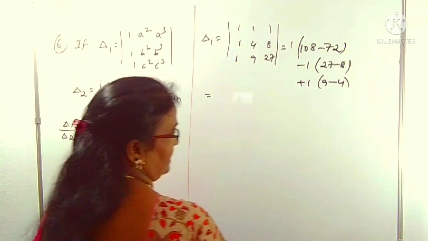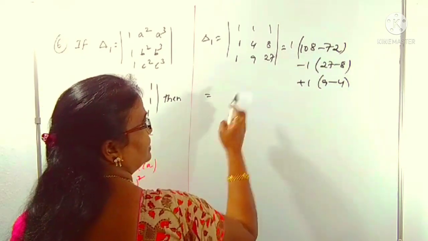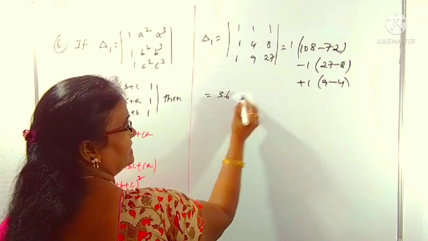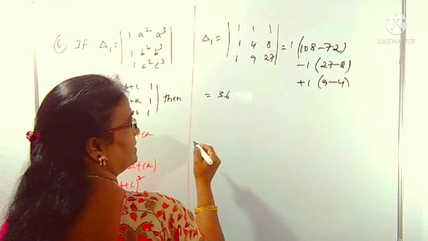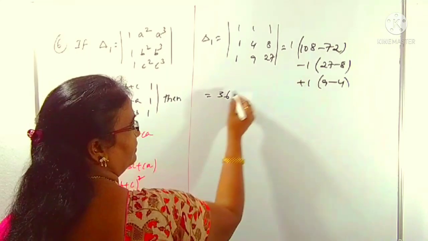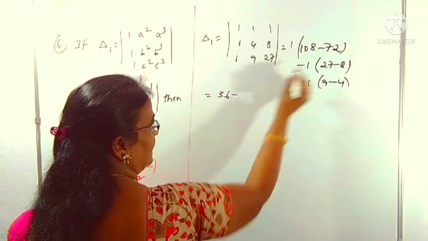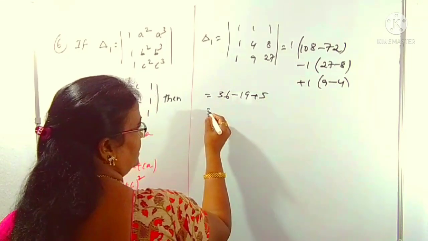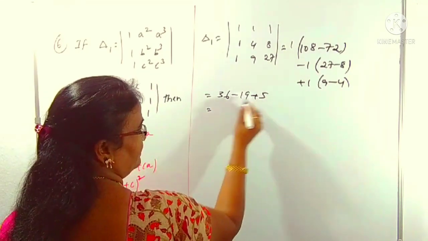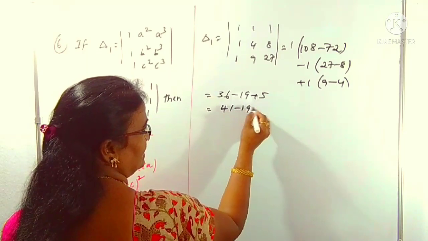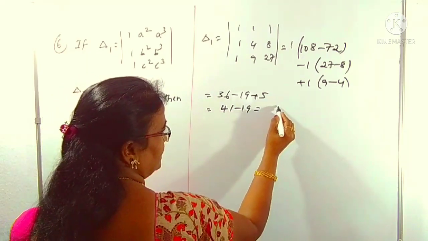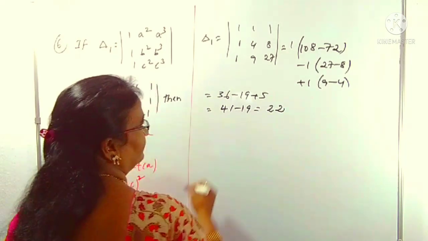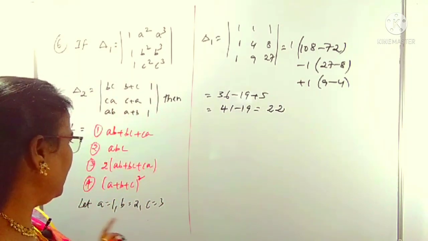108 minus 72 is 36. 27 minus 8 is 19, with minus sign, minus 19. 9 minus 4 is 5. Therefore, 36 plus 5 is 41, 41 minus 19 is 22. We got delta 1 as 22 according to these assumptions.